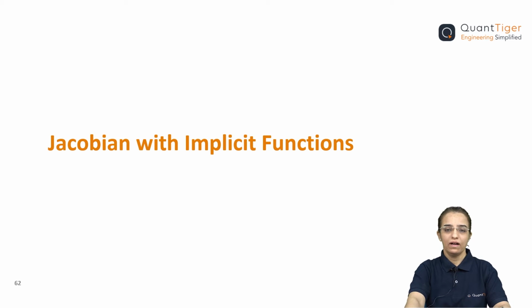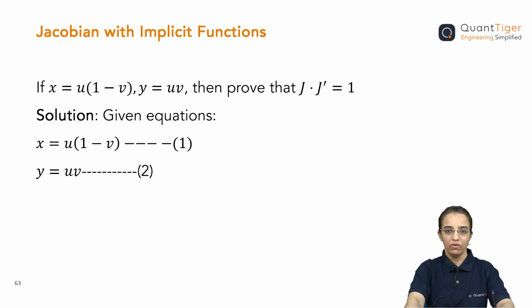Hello everyone. In the last video we have seen about the Jacobian. Now here we will be continuing with that, but the only thing is that here we will be using the Jacobian for implicit functions. Implicit, we have studied earlier as well. Implicit means variables; there should be some relationship which is given between the variables.